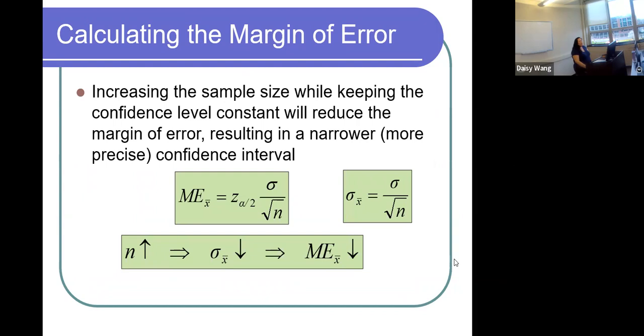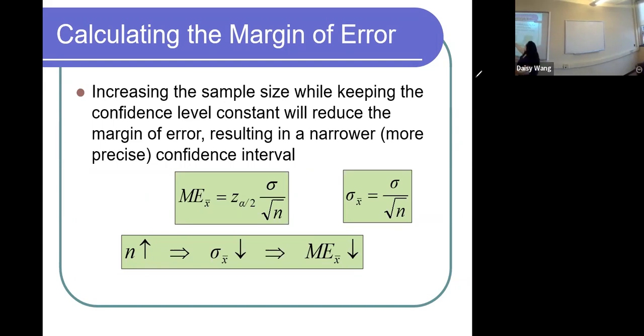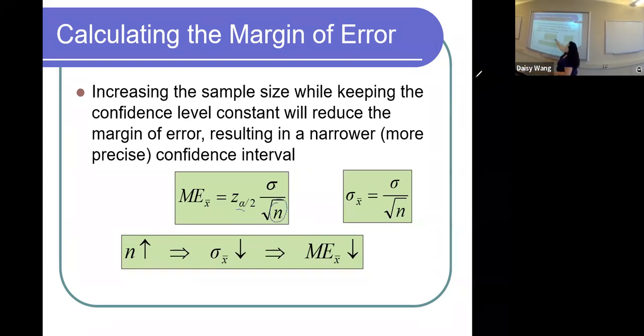So when we have increasing sample size, it will lower our margin of error, because you see here, the formula for margin of error is Z times standard deviation divided by the square root of n. So if the sample size is bigger, this one will be smaller, okay? So that's why when we have bigger sample size, our margin of error will be smaller, okay? So it'll be more accurate.